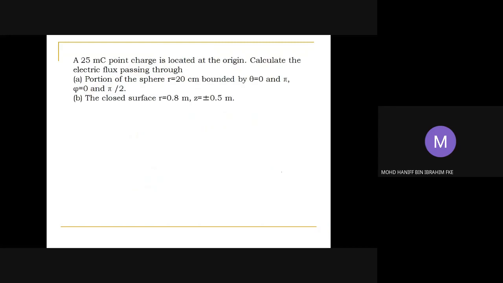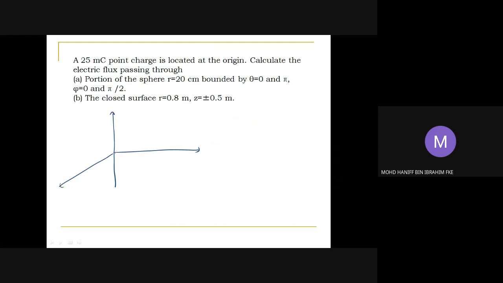We are given a 25 millicoulomb point charge which is located at the origin. Calculate the electric flux that is said to pass through a portion of the sphere of 20 centimeter radius bounded by theta from 0 to pi and phi from 0 to pi over 2. Okay, so let us sketch this diagram. We are given this particular case, all right? So allow me to use a red marker.